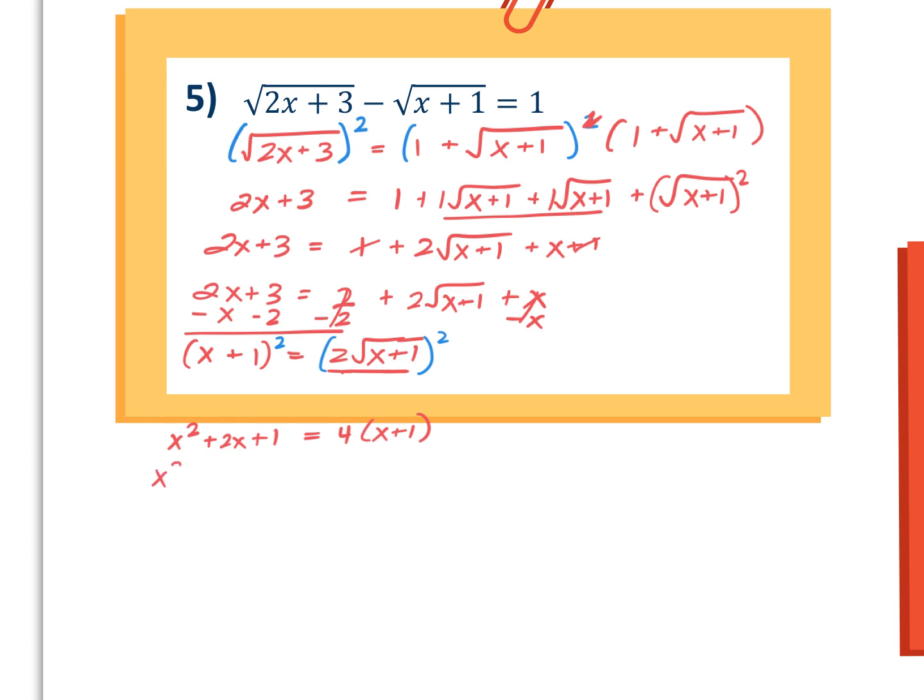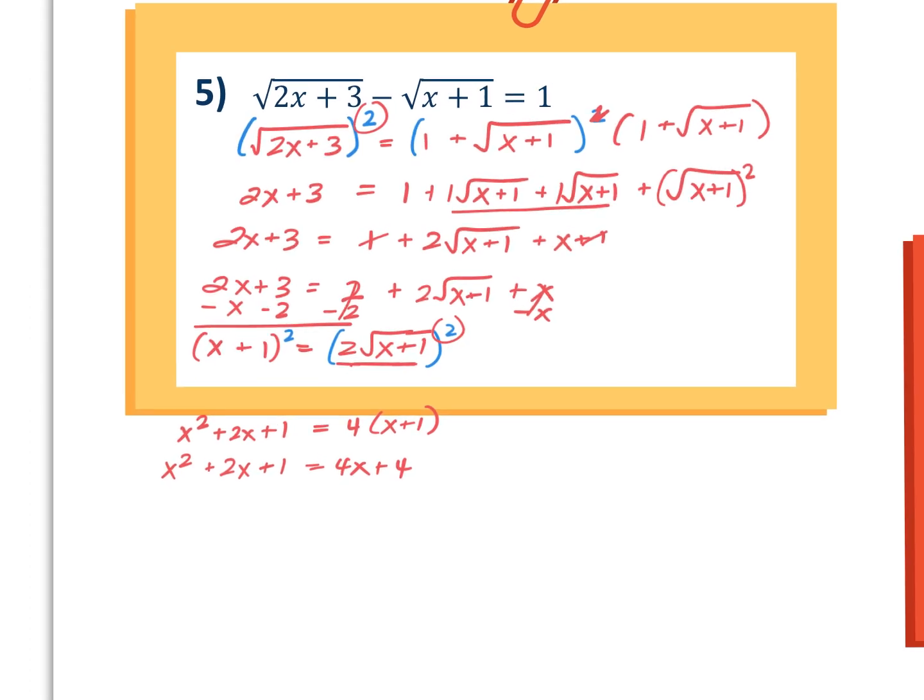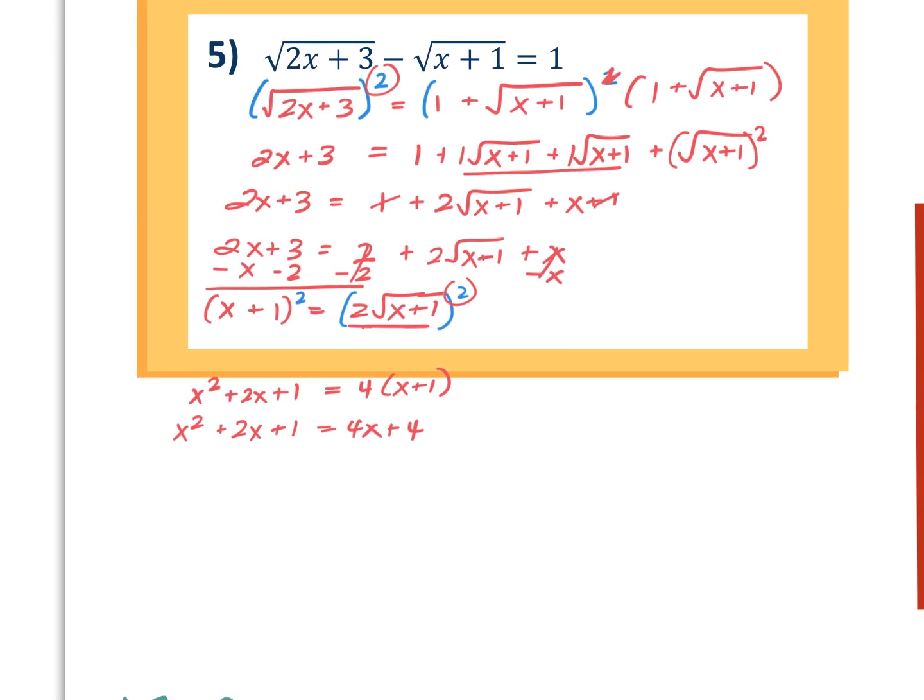So now notice I have no radicals left, which is great. If I distribute the 4, like that, now I just have a basic quadratic. In these 2 steps, we were able to eliminate both radicals, but we couldn't do it at one time. We had to do it in different steps.